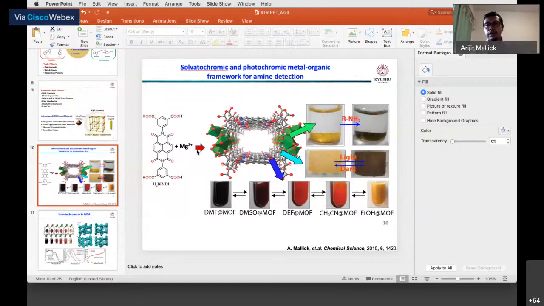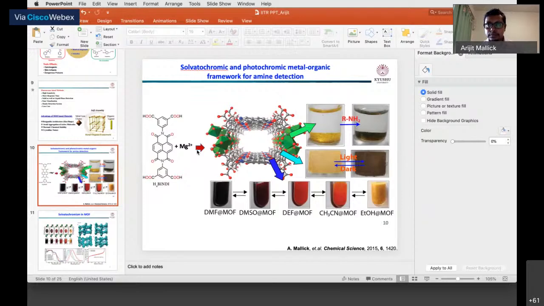Reusability. As I told, it is due to physical adsorption. There is no chemical reaction going on. So we can reuse them so many times based on the stability of the different frameworks. Here I have shown these zirconium based frameworks. They are pretty stable. You can do so many cycles.